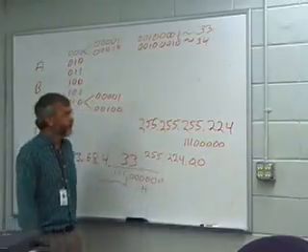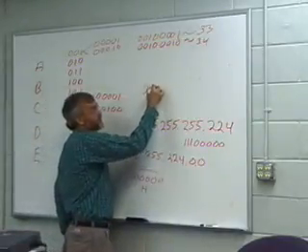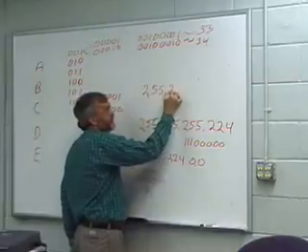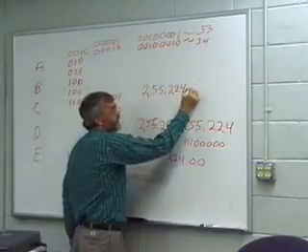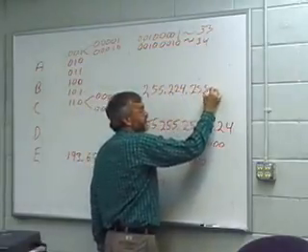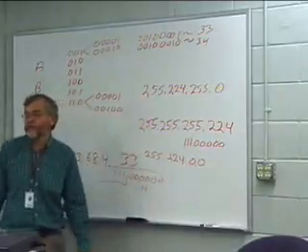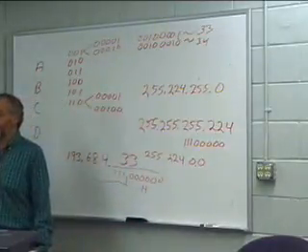So if you ever see a number that says 255.224.255.0, is that a valid subnet mask? Nope. No.